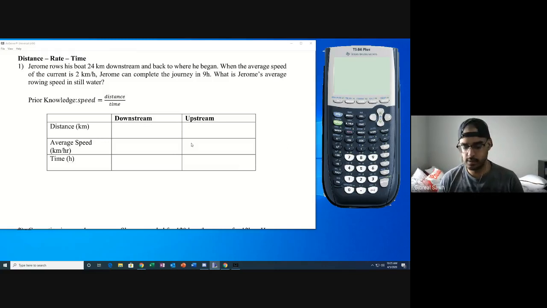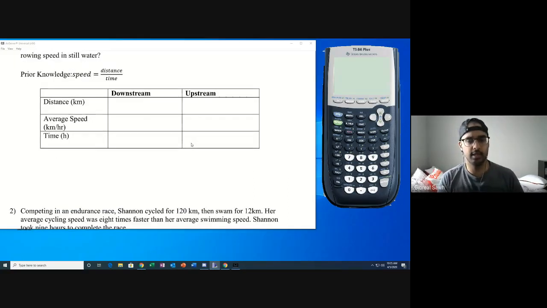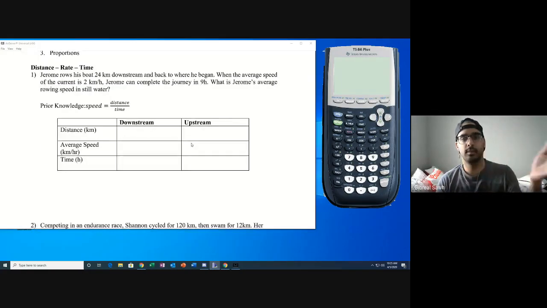So the question gives us some stuff to work with. A chart is kind of helpful to organize your information here. Not totally required, but it would help to put some stuff down and keep it organized. So the distance, both downstream and upstream, we're going to basically go downstream to a certain point and back to where we started. So those distances are going to be the same. They're both going to be 24 kilometers.